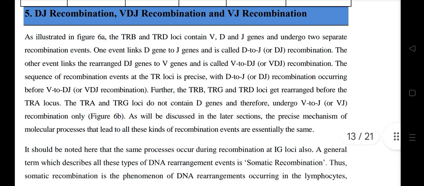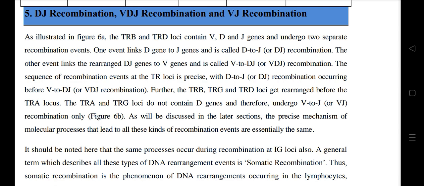Then, DJ combination, VDJ recombination and VJ recombination. TRB and TRD loci contain V, D and J genes and undergo 2 separate combination events. One event links D gene to J gene and is called D to J or DJ recombination. The other event links the rearranged DJ genes to V genes and is called V to DJ or VDJ recombination. The sequence of recombination events at the TR loci is precise, with D to J recombination occurring before V to DJ recombination. Further, the TRB, TRG and TRD loci get rearranged before the TRA locus. The TRA and TRG loci do not contain D genes and therefore undergo V to J or VJ recombination only.